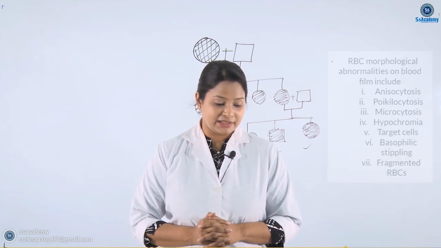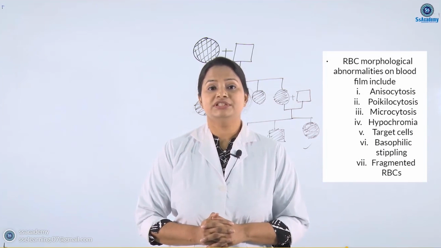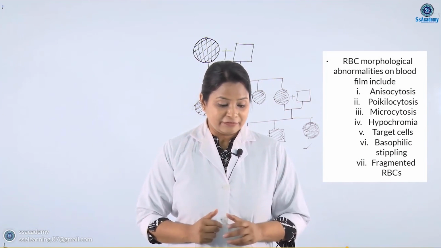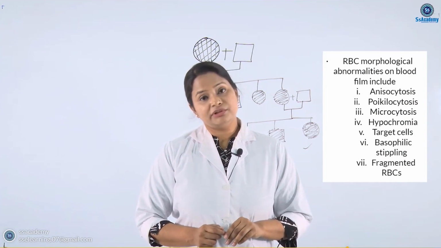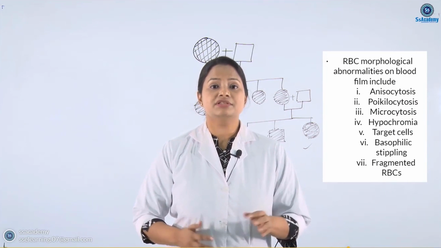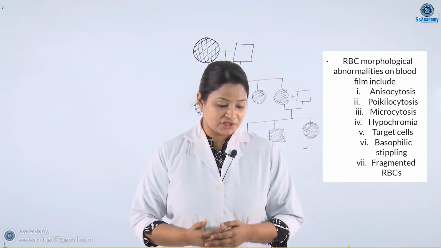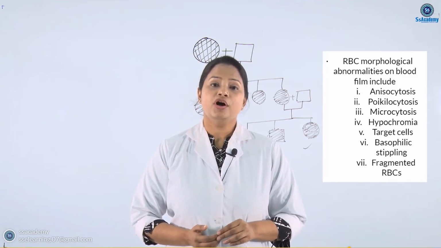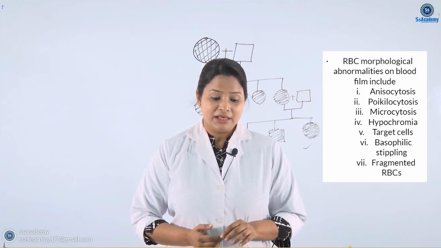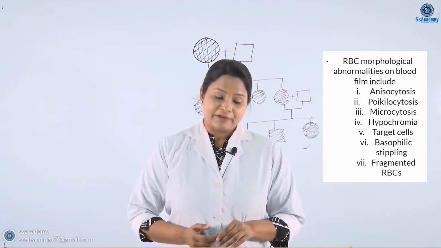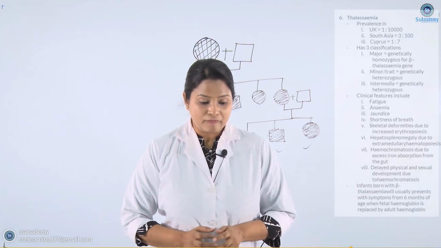And we also remember the prevalence of thalassemia. That is the Maldives, a very important thing: the Maldives is prevalent. On the RBC morphological slide, the blood film shows anisocytosis, poikilocytosis, hypochromasia and microcytosis. Also we find target cells, basophilic stippling and fragmented RBCs.